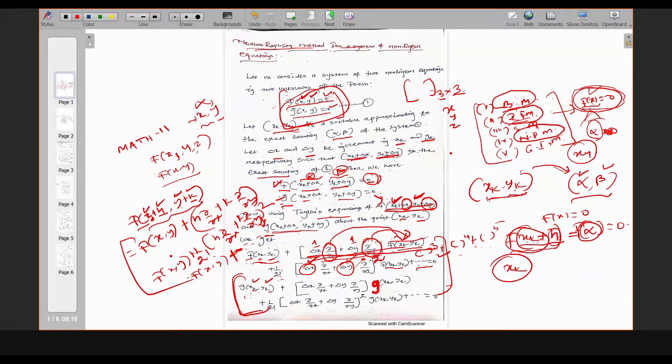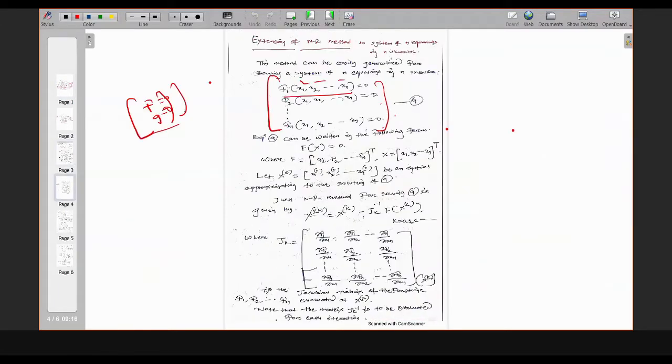Suppose you want to develop Newton's Raphson's method for solving a system of n equations in n unknowns. You can see in equation 9, this is the system of n equations in n unknowns. The equations are given in functional form. This is your first equation, f1, a function that depends upon the n variables x1, x2, and xn.